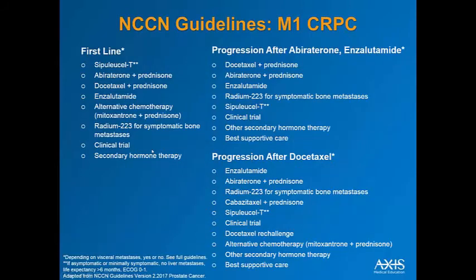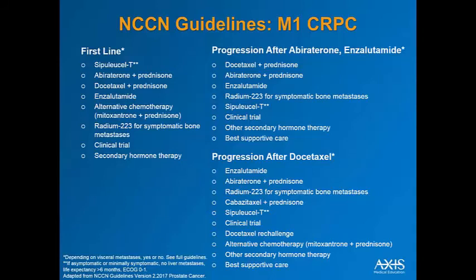Now the guidelines here, and I'm not going to dwell on it a lot, because the point I really want to make when you look at these guidelines is that they give you first-line options: sipuleucel-T, abiraterone, docetaxel, enzalutamide, alternative chemotherapies, radium, clinical trials, secondary hormones. But all they do is they give you a list. They don't tell you which one is best. Same thing is for progression after abiraterone. They give you a list. Progression after docetaxel, they give you a list.